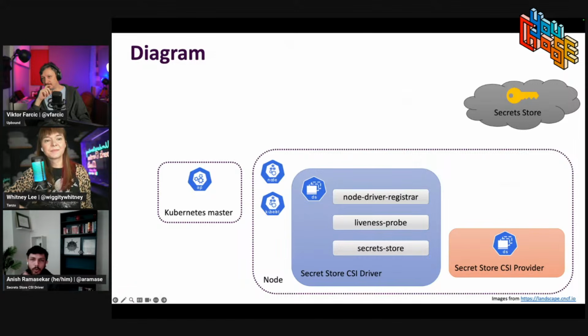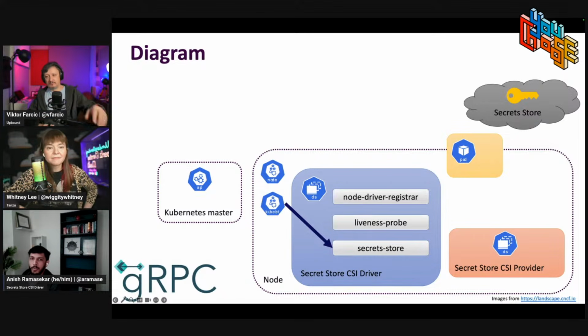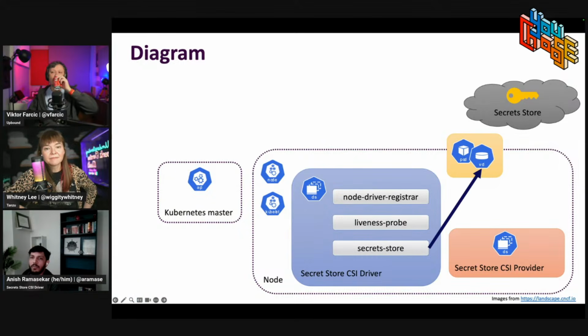And this is just an overview of how the whole thing works. So the driver is installed as a daemon set onto each node in the cluster. Additionally, you have a daemon set for each provider that you want to use. So basically, when a pod is created through the Kubernetes API, it's scheduled onto a node. And then the kubelet process on the node looks at the pod spec and sees there's a volume mount request. The kubelet then issues an RPC call to the CSI driver to mount the volume, and the CSI driver mounts the tmpfs into the pod.